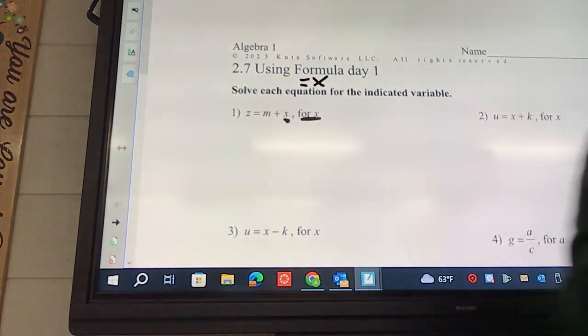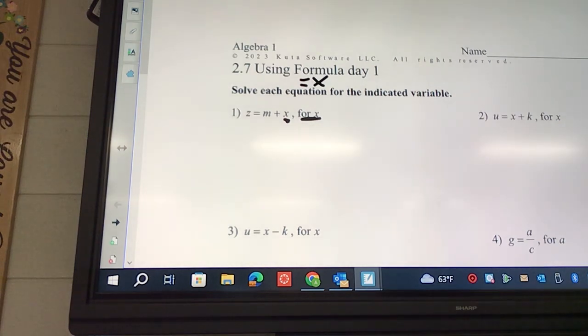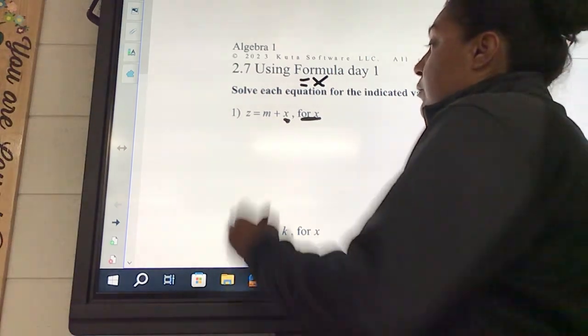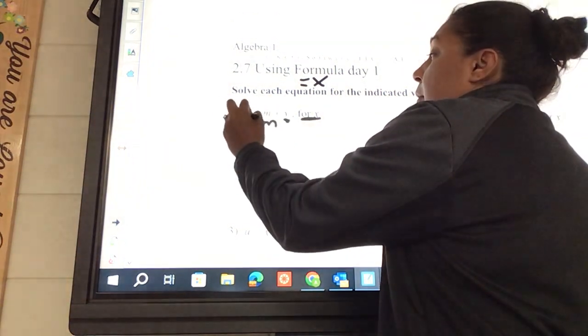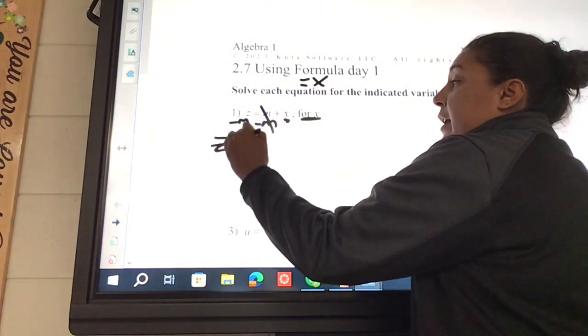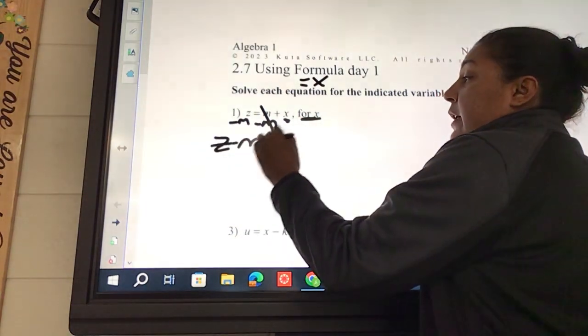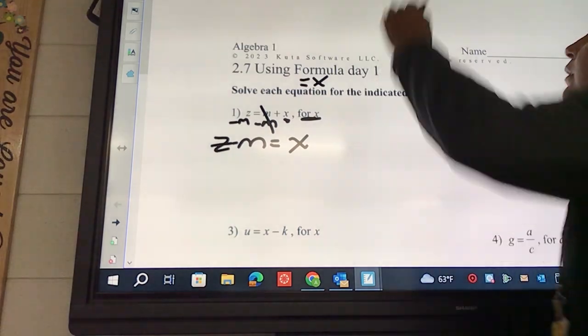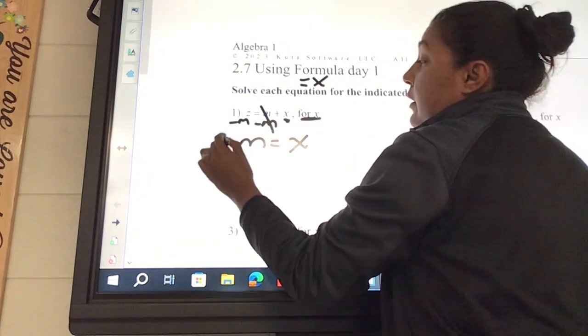So the m needs moved. How do I move just an m? Subtract. Okay, so minus m, minus m. This side is just going to look like z minus m equals x. And this one is done.